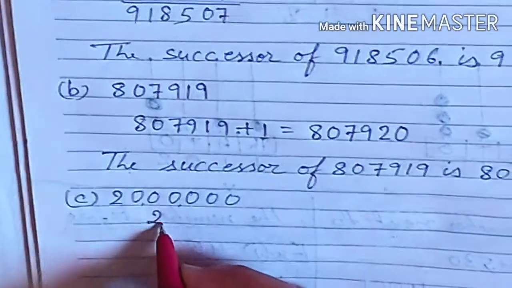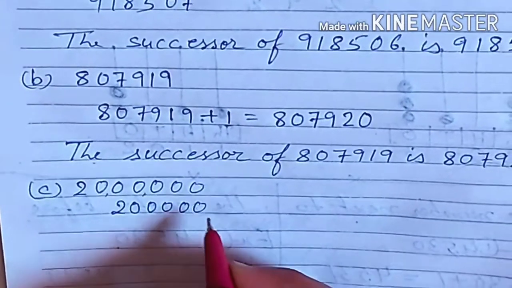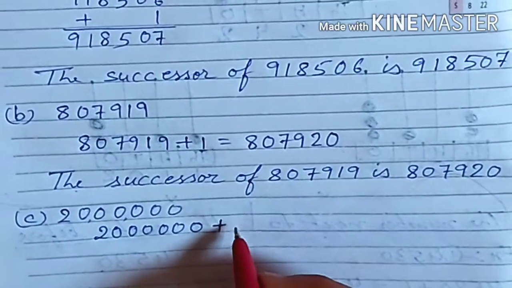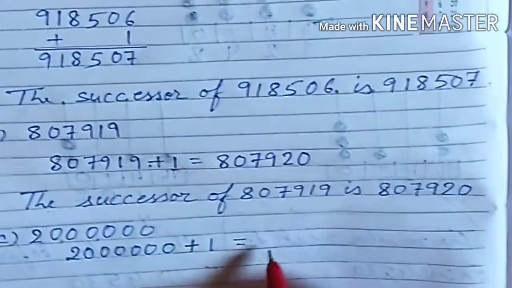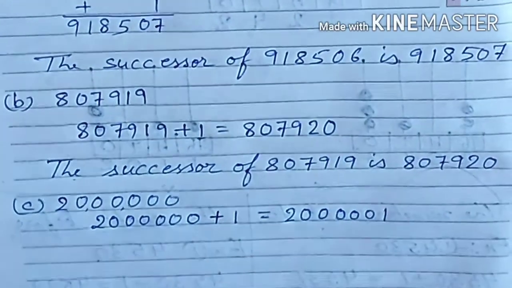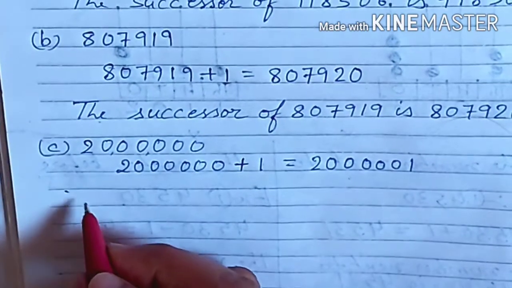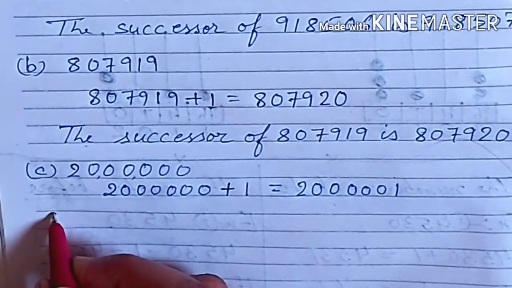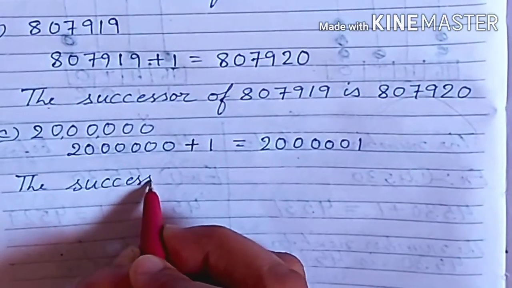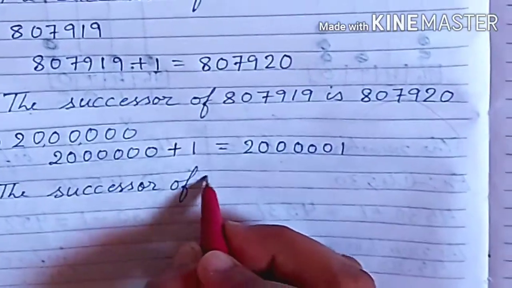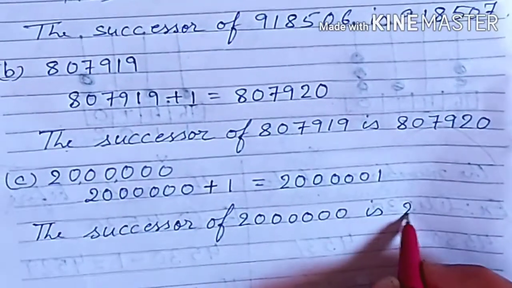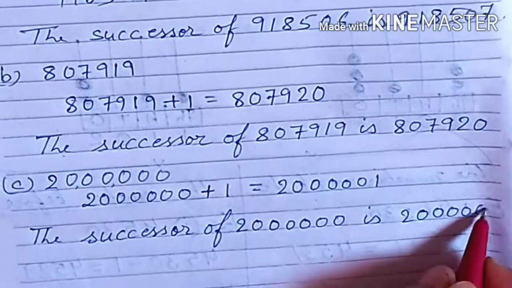Similarly, we have to find the successor of this. To find the successor of this, we have to add 1. 20 lakh plus 1 gives you 20 lakh 1. The successor of 20 lakh is 20 lakh 1.